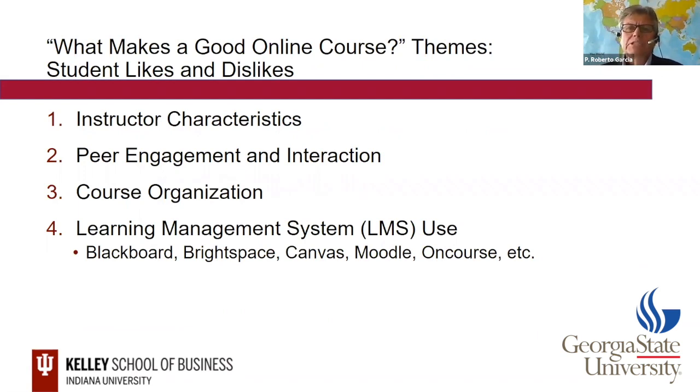What the students were responding to was what makes a good online course, and the study developed 4 major themes about student likes and dislikes. They were not shy to share what they liked and also what they disliked about the courses they were already involved in. The 4 themes involved the instructor characteristics, peer engagement and interaction, the course organization, and the use of the learning management system.